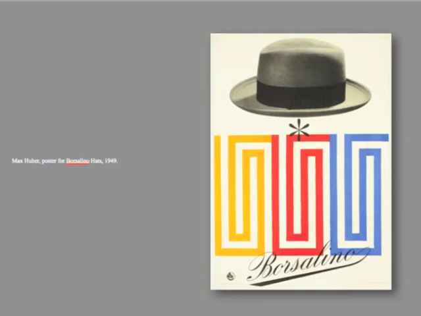Max Huber created complex compositions by overlapping typography and graphic elements, and also images, and yet balanced and aligned everything. He used transparent inks, which allowed the various layers to show through.